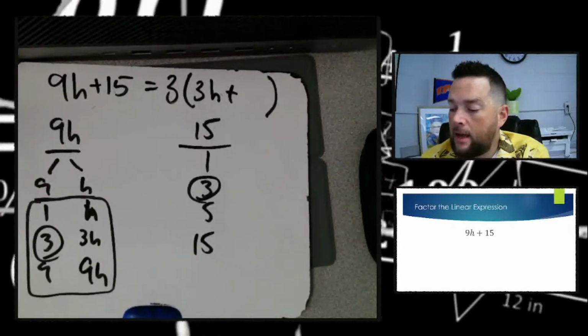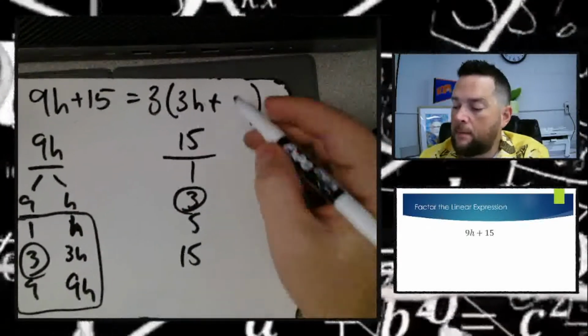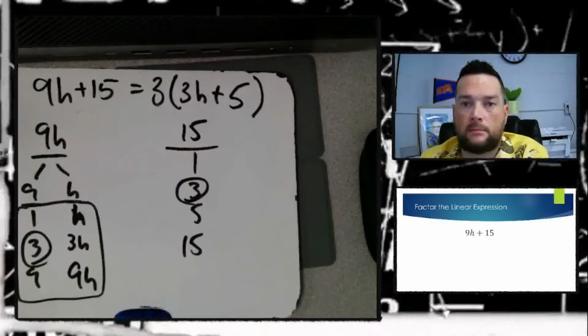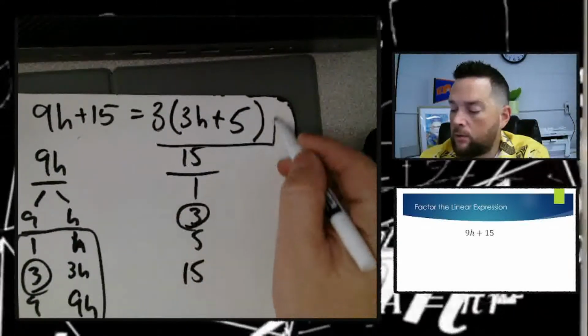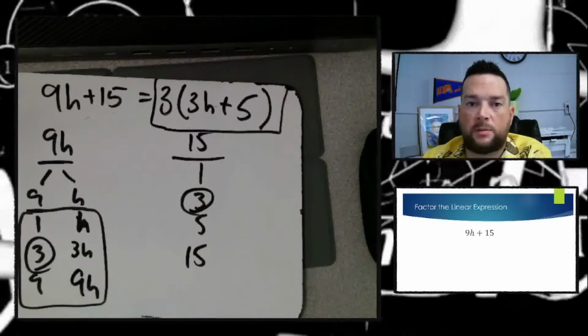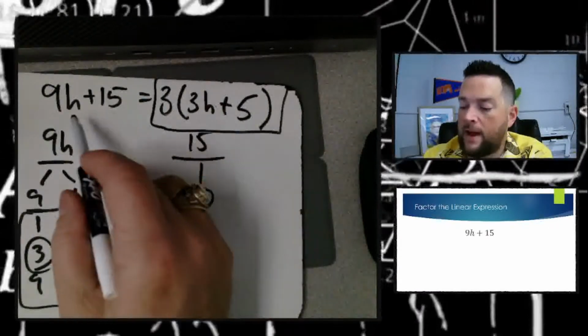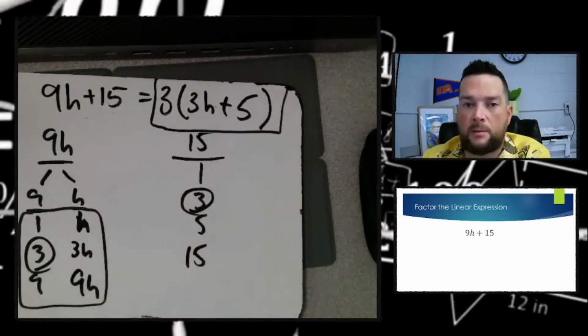Then we're going to go to 15. We're going to divide it by 3, and we're going to get 5. So our final answer is 3 times 3h plus 5. We factored the linear expression to be 3 times 3h plus 5.